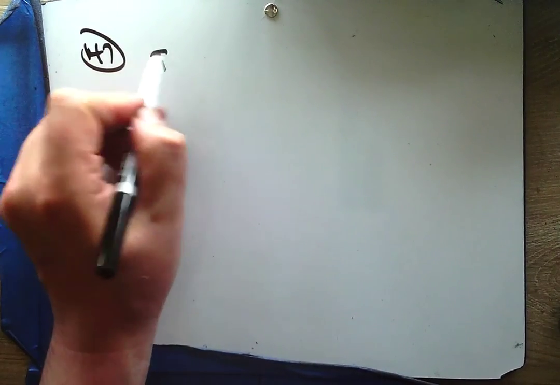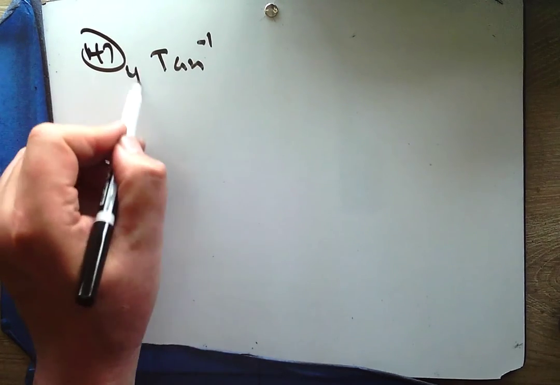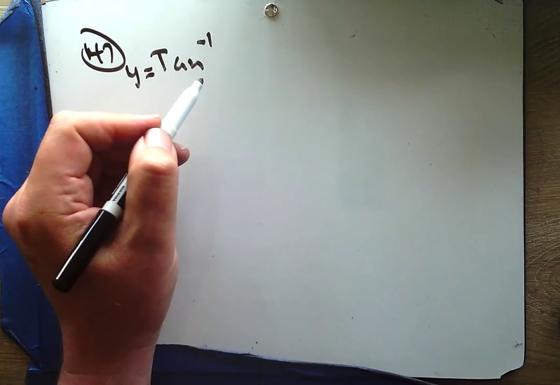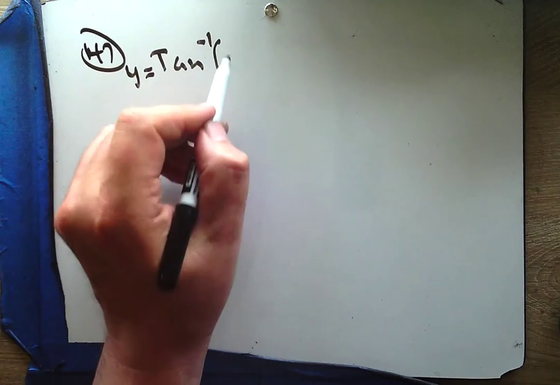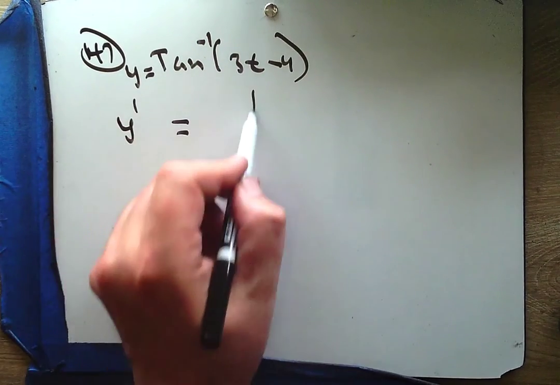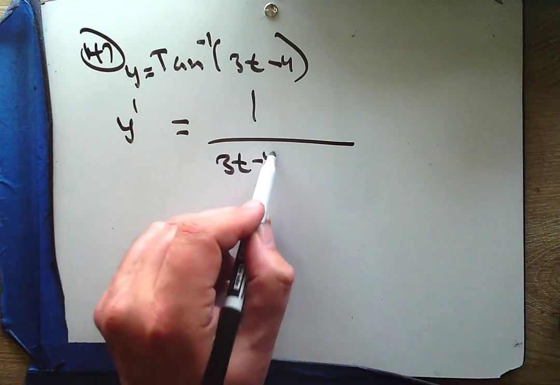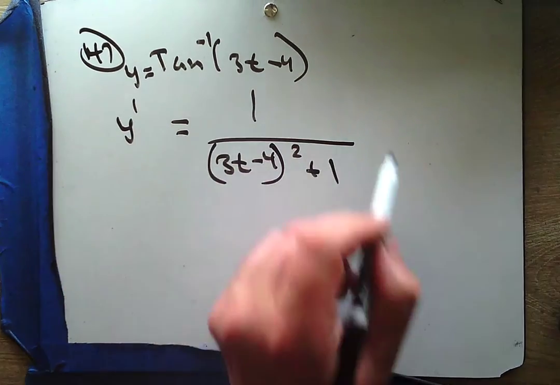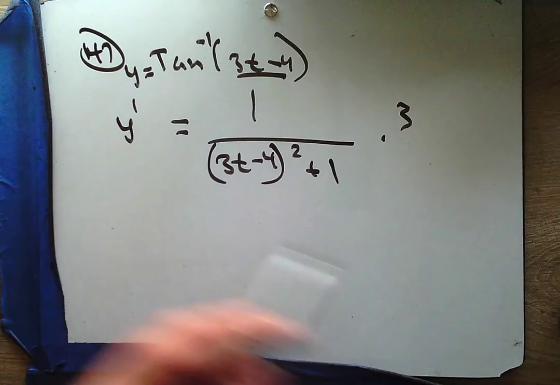47 says tangent inverse of 3t minus 4. So y prime is 1 over (3t minus 4) squared plus 1, times the derivative of the inside, 3.